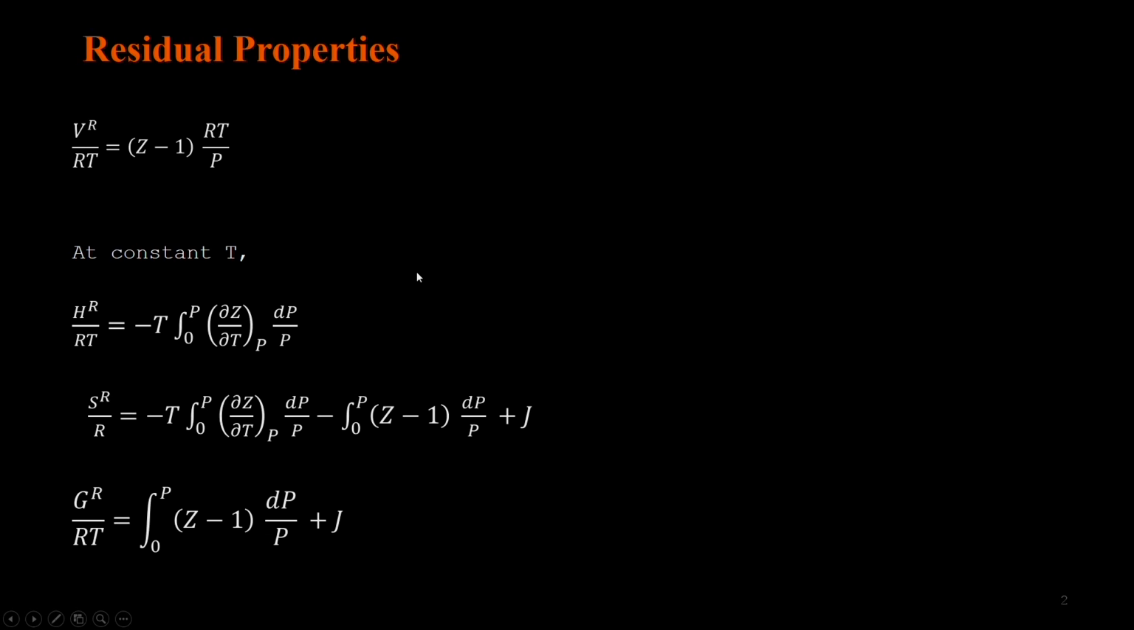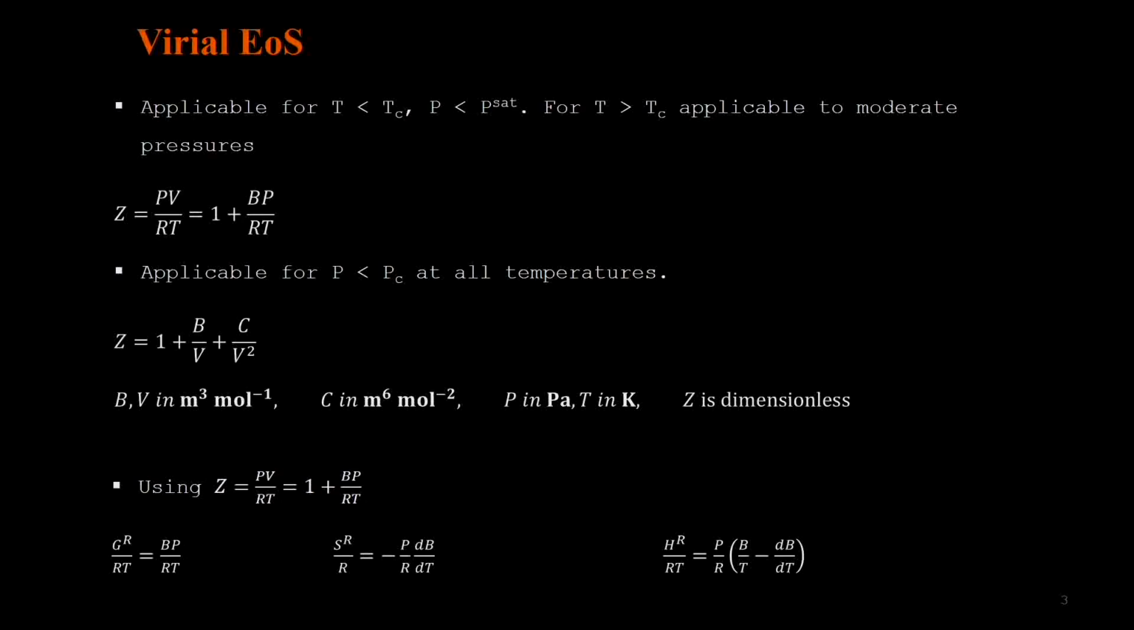And we've also expressed the residual properties in terms of the compressibility factor, temperature, and pressure. Using Gibbs free energy as the generating function, we can express all the residual properties in terms of these quantities. And once we have done that, we have applied it to a particular equation of state. Yesterday, we looked at virial equation of state.